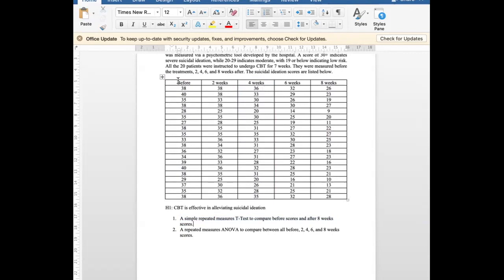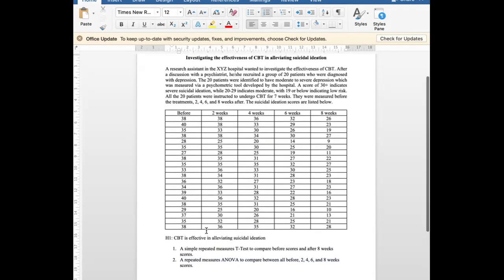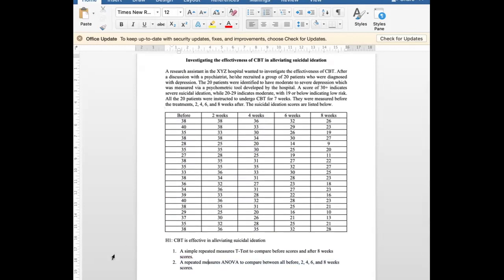But if you want, you can compare before and 2 weeks, before and 4 weeks, before and 6 weeks, and so on. But in a repeated measures t-test, you can select only two particular times of measurement. If you need to measure more than 2 instances, then for that you have to go to repeated measures ANOVA. Now, I'm going to show you both today. So let's first start with repeated measures t-test.